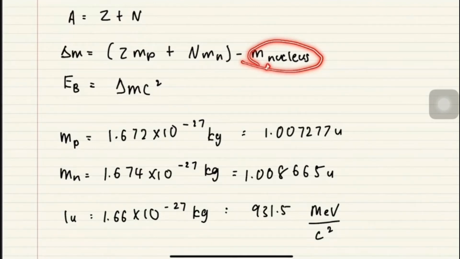EB is basically binding energy. This one you have to be careful a little bit. If you use kilogram as the unit, you just have to multiply with C square. If you use U, just multiply with 931.5. Obviously, the final answer will have a different unit. For the SI unit, you get joule. For the lower one, you get mega electron volt.